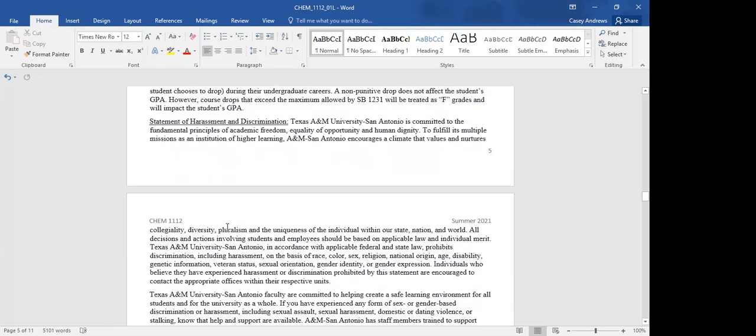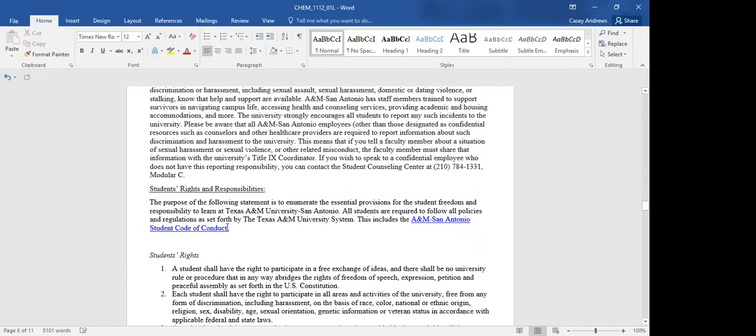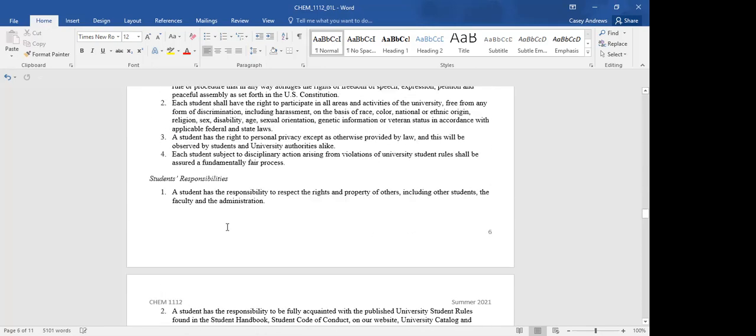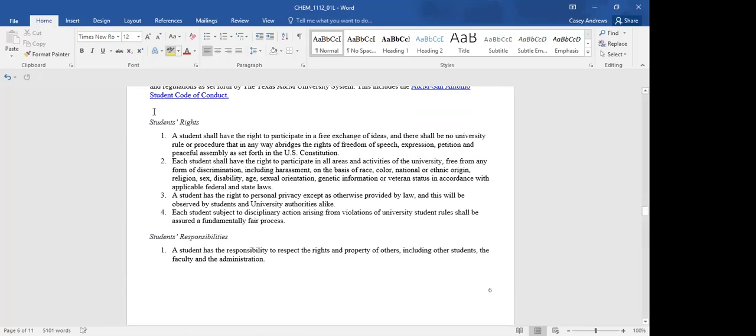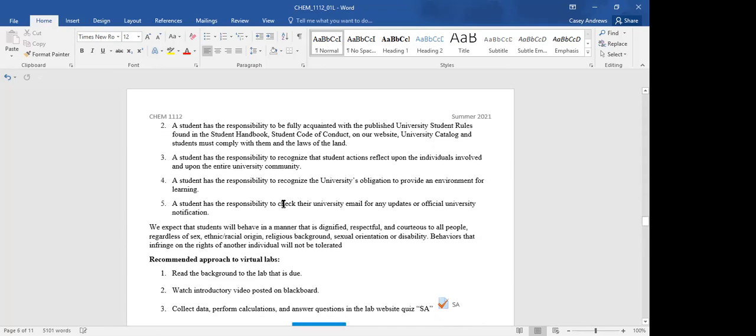Sexual harassment, discrimination, I am a mandatory reporter. So if I hear anything about sexual harassment or discrimination, I must report it no matter what. So just be aware of that. And your student rights and responsibilities, all here, all boilerplate stuff. So feel free to read through that at your leisure.